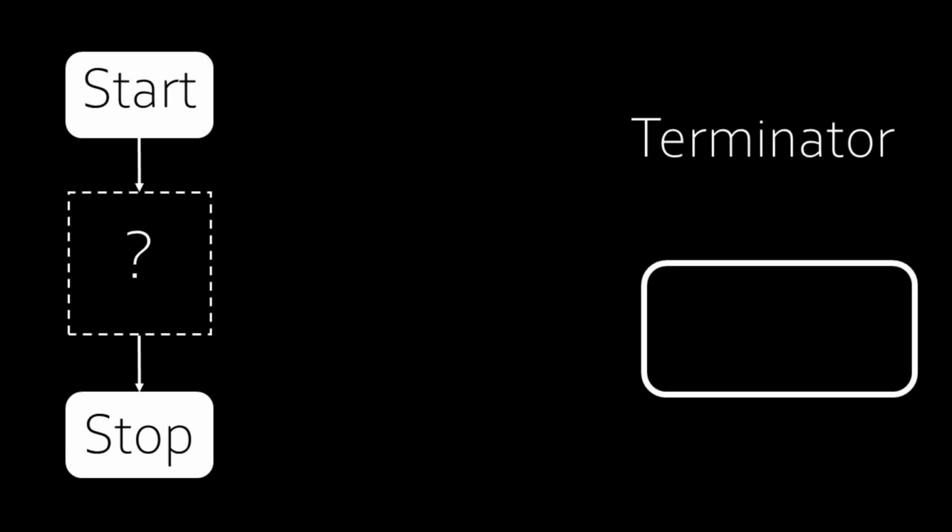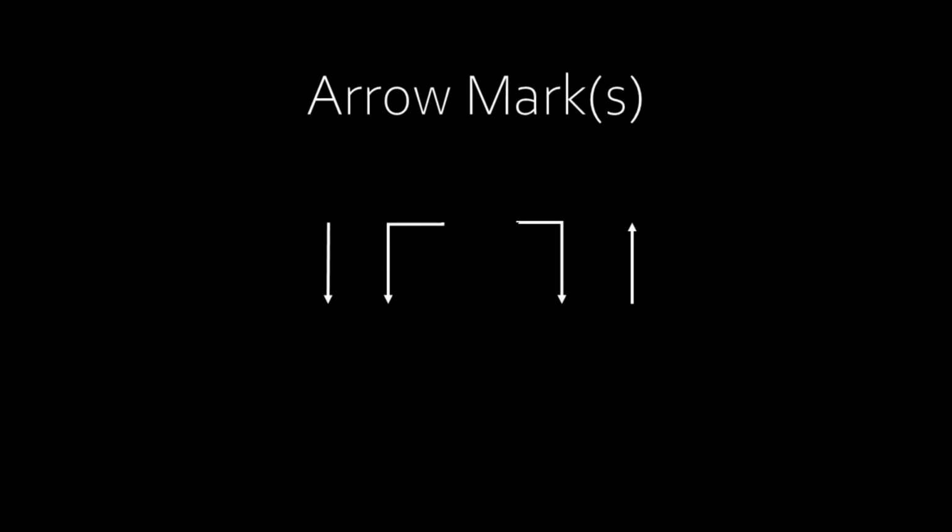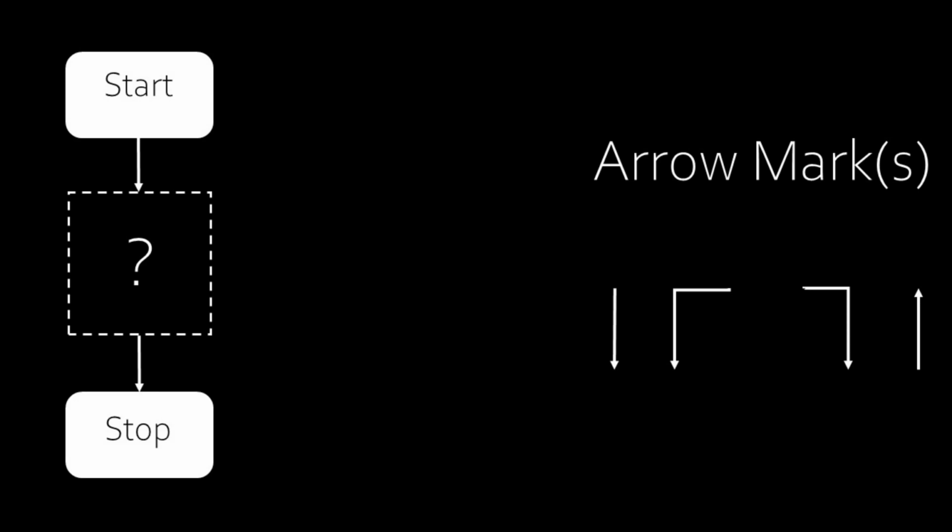So, what is the arrow mark doing here? We are going to see that as the next symbol. So, an arrow mark is used to indicate the direction of flow. It is used to connect one symbol with another.